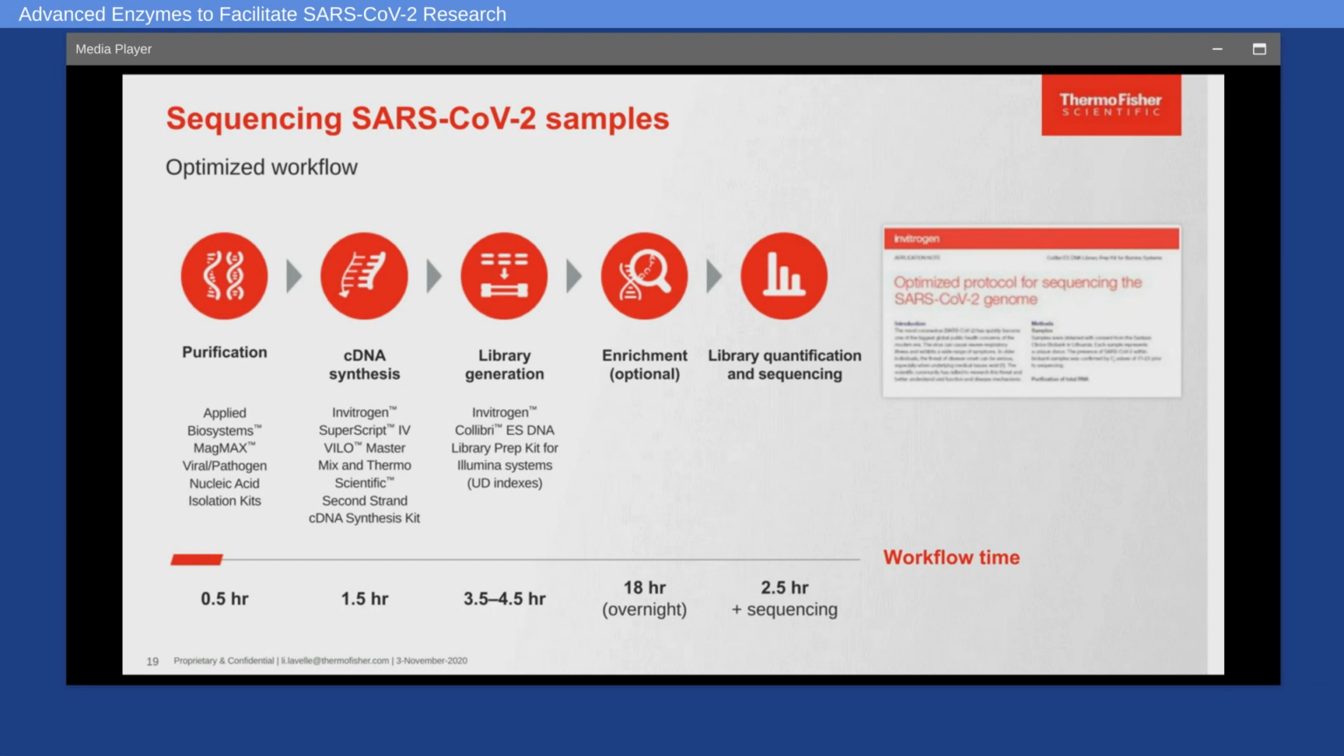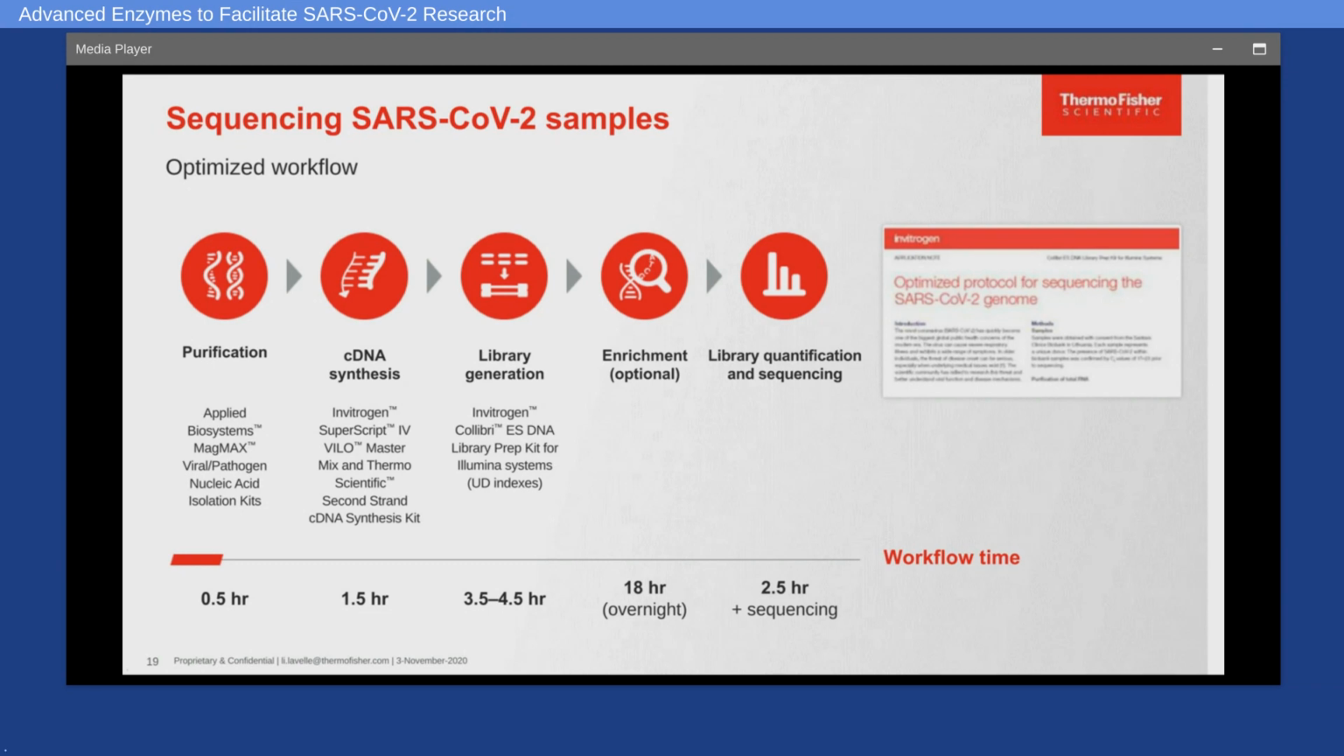Total RNA was extracted from BAL clinical specimens. The Applied Biosystems MagMAX Viral/Pathogen nucleic acid isolation kit was used for purification. SuperScript IV VILO master mix and the Thermo Scientific second-strand cDNA synthesis kit were used for cDNA synthesis. The sequencing-ready library was prepared with the Collibri enzymatic shearing DNA library preparation kit with unique dual indexes.